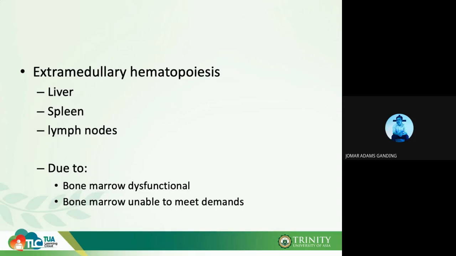But in the event, take for example, that your bone marrow failed, your body would try to compensate using these organs: your bone, your liver, your spleen, and your lymph nodes. In this case, extramedullary hematopoiesis means that blood production now happens outside the bone marrow, mainly in your liver and spleen. And usually in these cases, there are cases of hepatomegaly and splenomegaly.